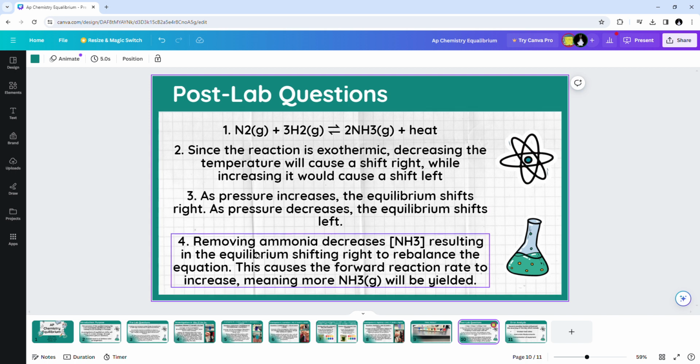For number 4, it says the optimal conditions to synthesize ammonia are high pressures and low temperatures. However, each factor comes with a drawback. High pressures require strong pipework and hardware, and at lower pressures the reaction is slow. In order to get high yields of ammonia at lower pressures and higher temperatures, ammonia is removed from the system as it is formed. Use Le Chatelier's principle to explain why this is effective. We responded that removing ammonia decreases the ammonia concentration, which would result in the equilibrium shifting right to rebalance the equation. This causes the forward reaction rate to increase, meaning that more ammonia would be yielded.